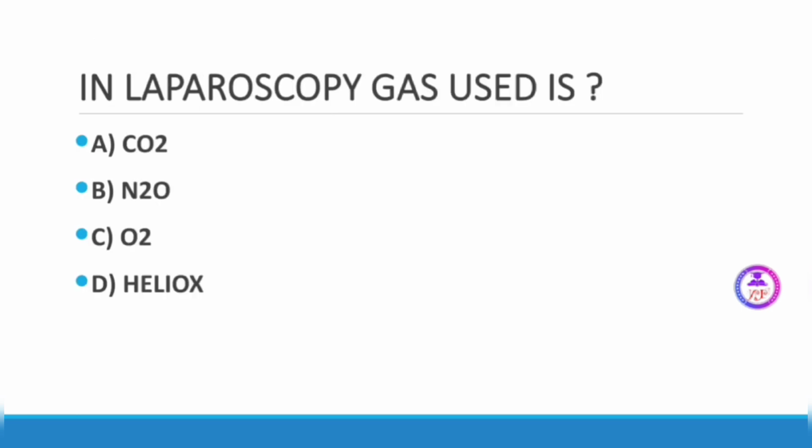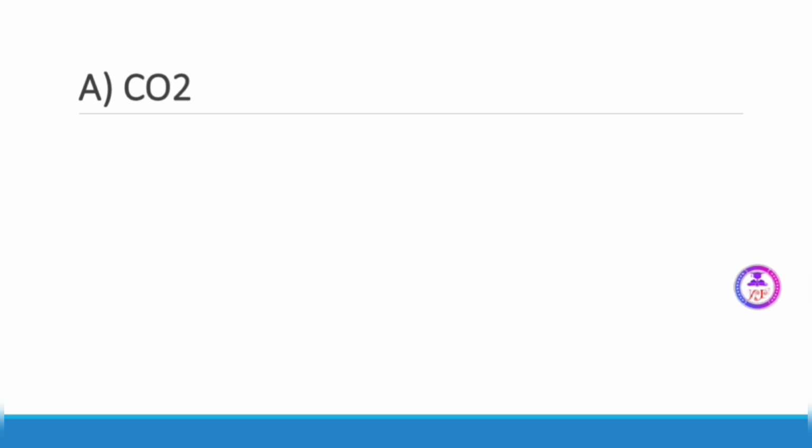In laparoscopic surgery, which gas is used? See, options are CO2, nitrous oxide, oxygen, or heliox. See, the gas used in laparoscopic surgery for pneumoperitoneum is carbon dioxide.